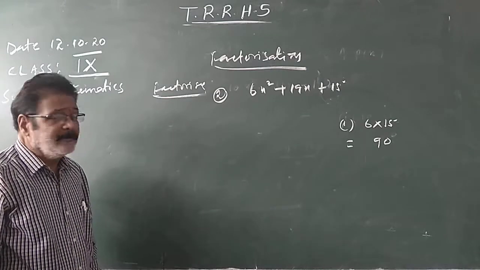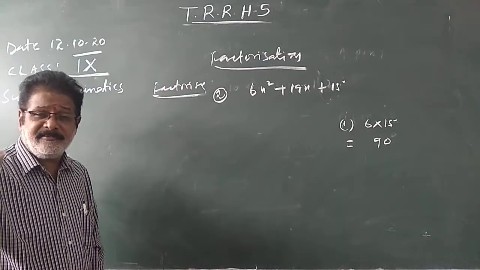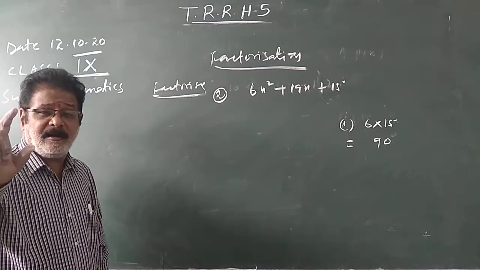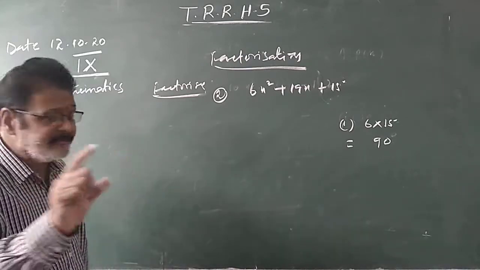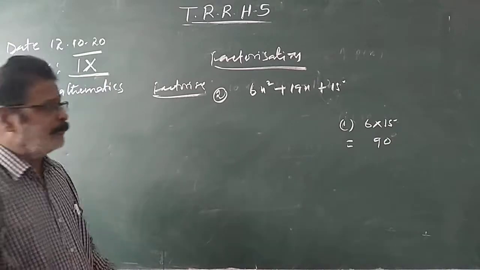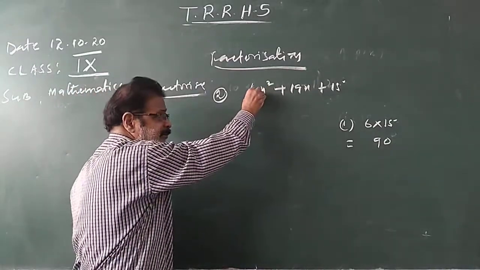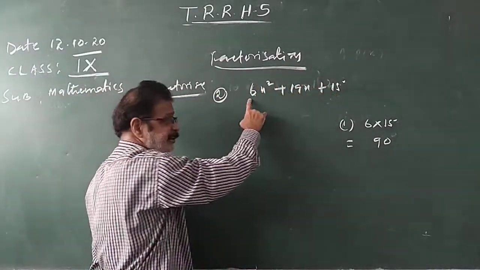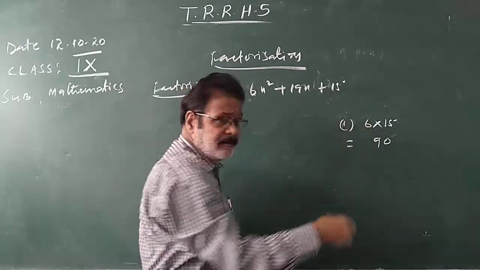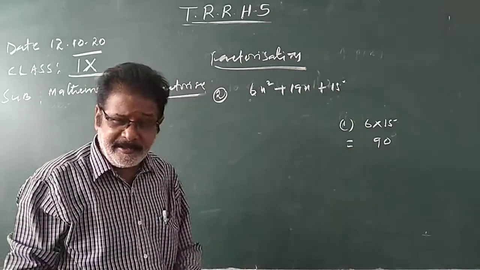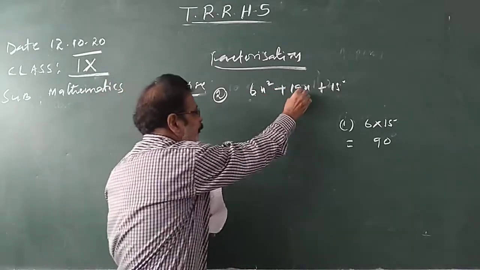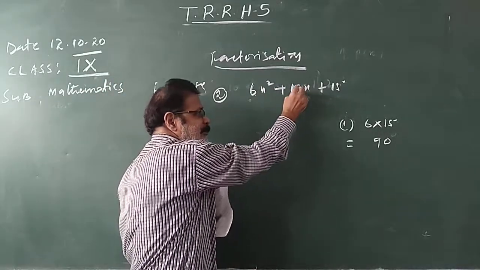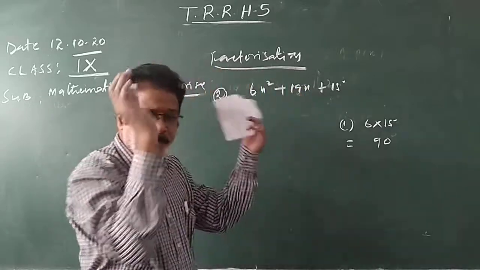In the factorization, the rule is again, I am telling these rules. The first one is, multiply the second degree coefficient and the last term. The second degree coefficient is 6, the last term is 15. You multiply them, the product will be 90. This product 90 is split into factors. The sum of them must be equal to the middle term coefficient, which is 19.